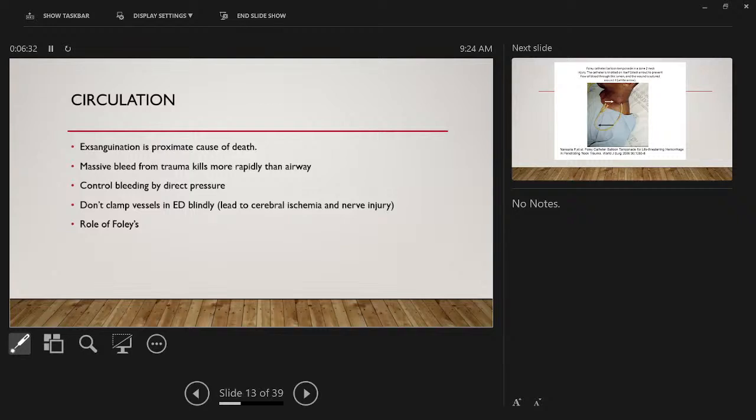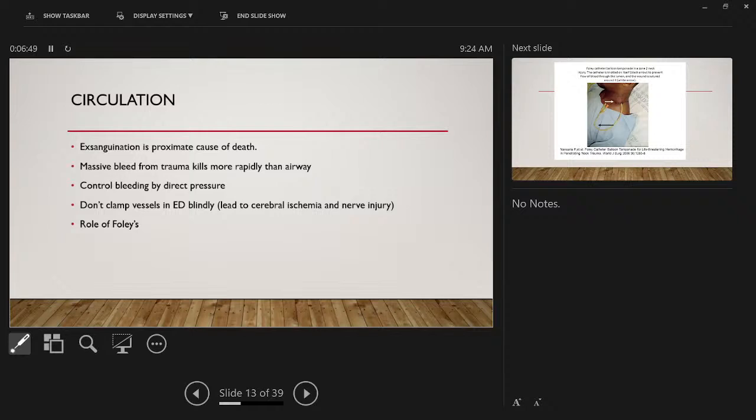The third part is the circulation part. Most commonly, neck trauma, blunt trauma. There is expanding hematoma, which is the most concern for the ED department. First, exsanguination is the proximate cause of death in most of the patients. The massive bleed from trauma kills more rapidly than airway.